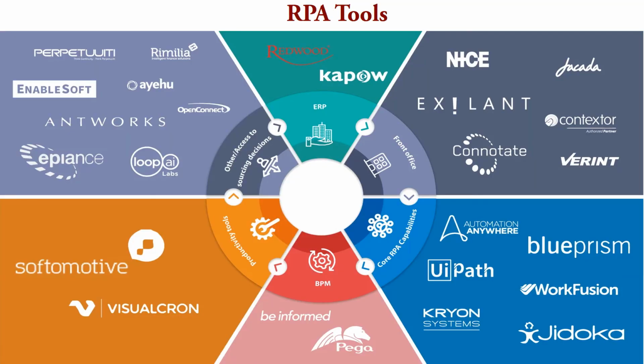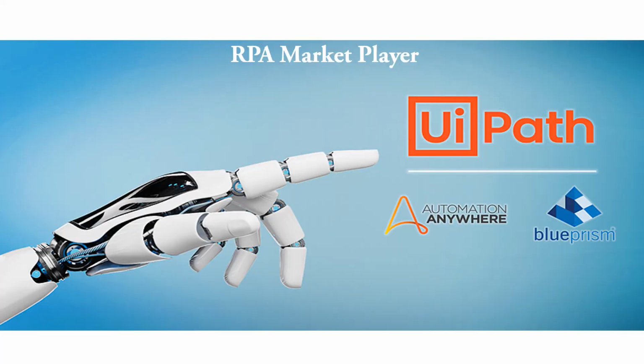So in this picture you can see there are so many RPA tools available. We are very much concentrating on these core RPA capabilities, where you can see Automation Anywhere, UiPath and Blue Prism. When you look into the market, UiPath, Automation Anywhere and Blue Prism are on the top. And when we consider these three, Automation Anywhere and Blue Prism provide only the licensed version of the tool, and UiPath is the one which is available as a free version.